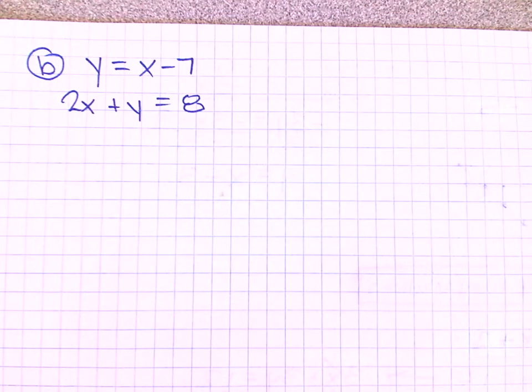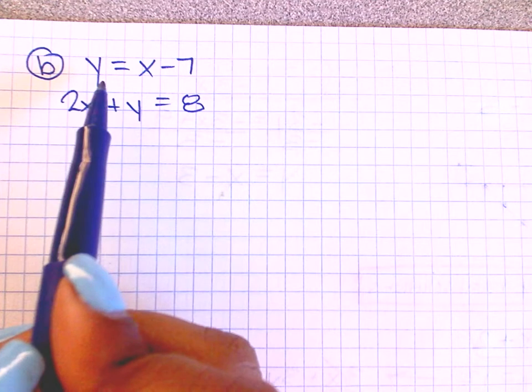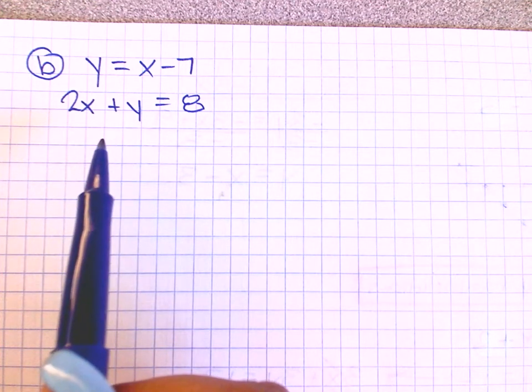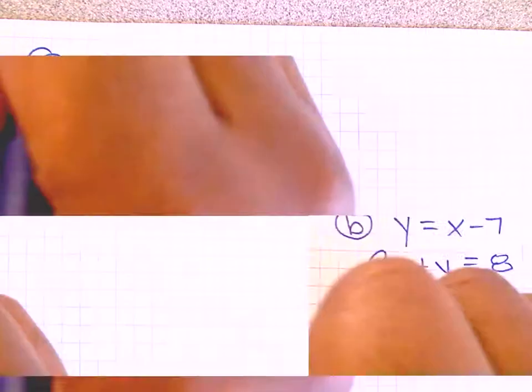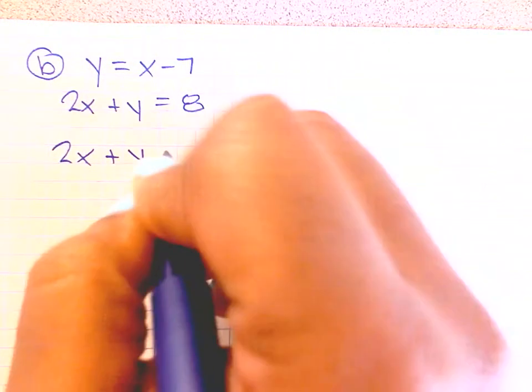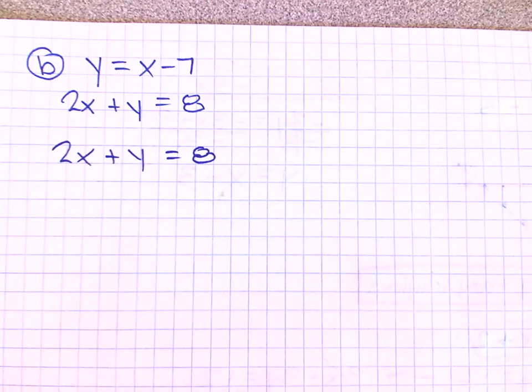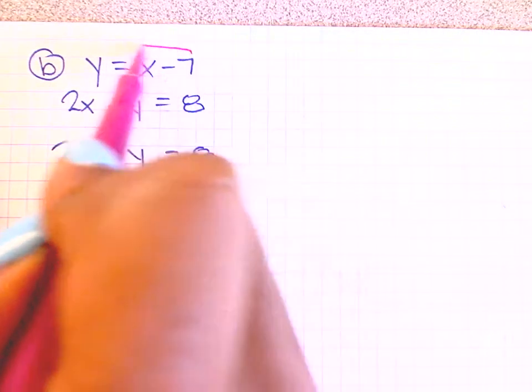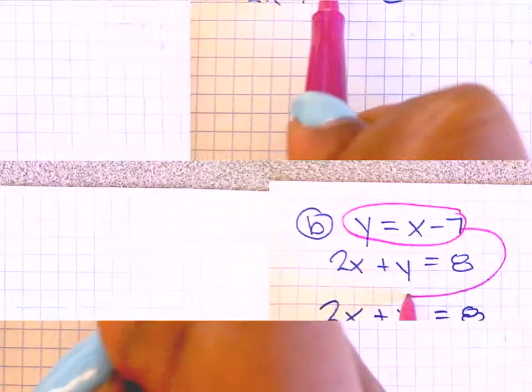y equals x minus 7. 2x plus y equals 8. Those are the two equations they give you. You always want to take the equation that is solved for you. y is solved for me in the first one. The second one, I don't know what either variable is. So I'm going to take that second equation, 2x plus y equals 8, and I'm going to substitute the first equation in for y.